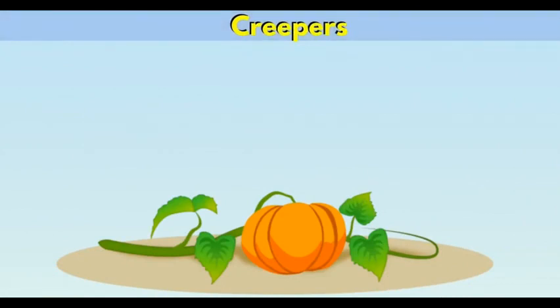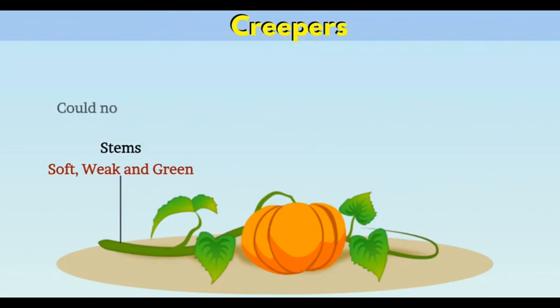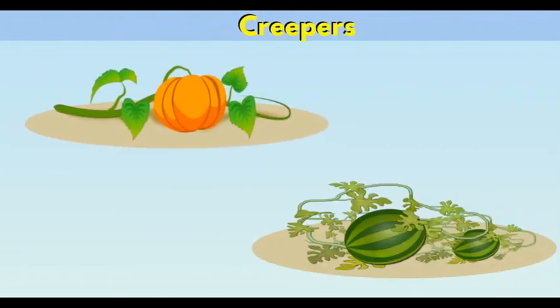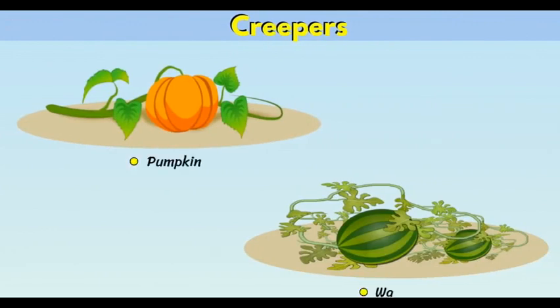Creepers. There are some plants which have soft, weak and green stems. Plants cannot stand on such a stem and so they spread on the ground. Such plants are creepers. Examples: pumpkin, watermelon, etc.